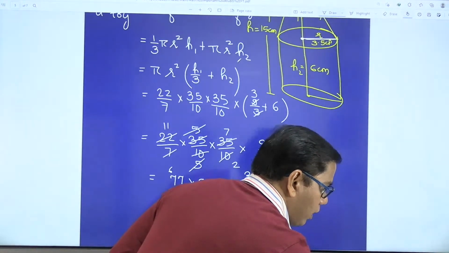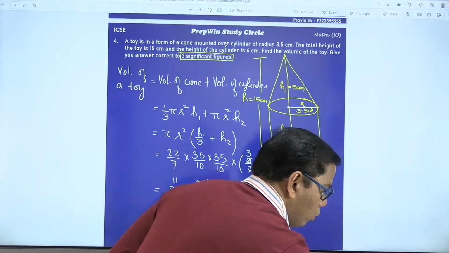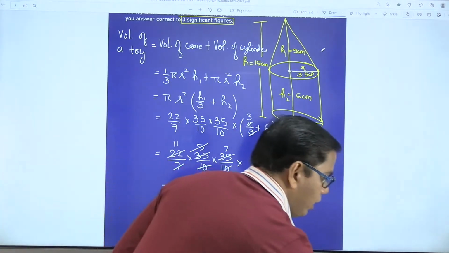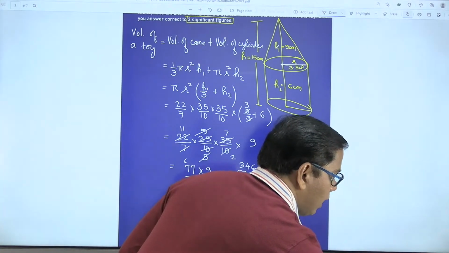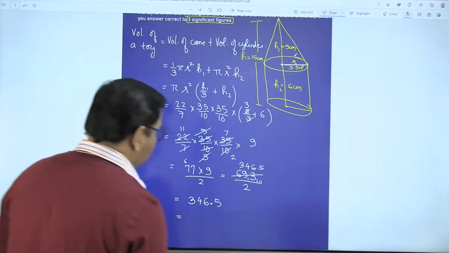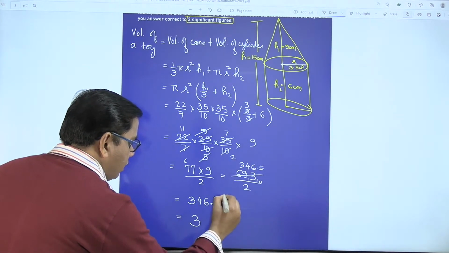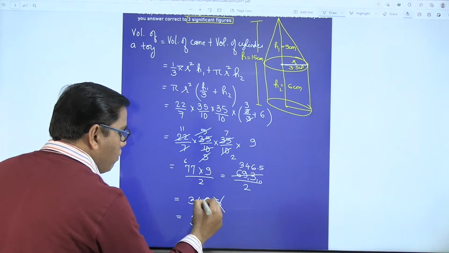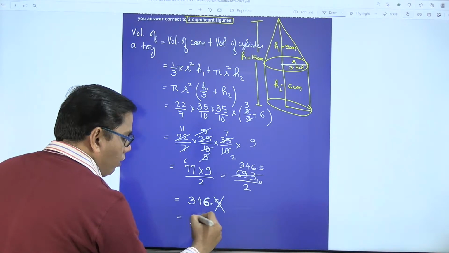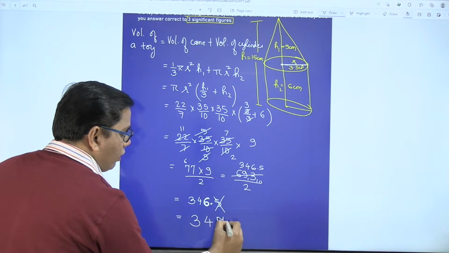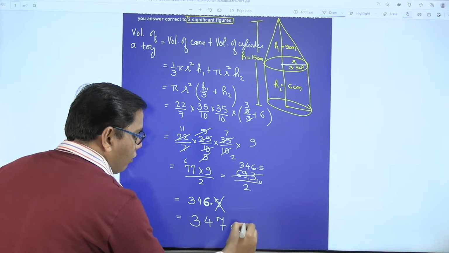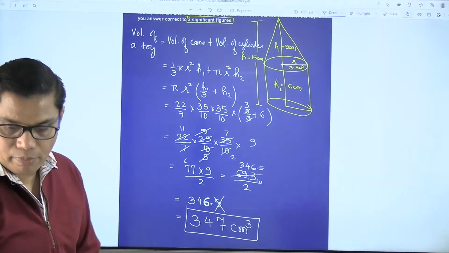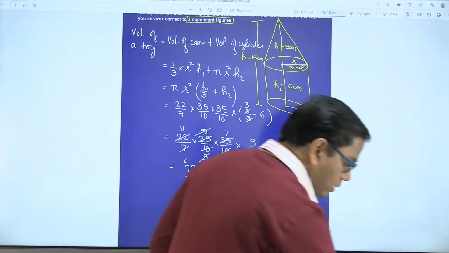The examiner wants you to write the answer in three significant figures. So this is 346.5. Last digit is 5. When the digit being cancelled is 5 or more than 5, then you will add 1 to the previous number. So this will become 347, and this is volume, so it will be centimeter cube. Are you getting the same answer?